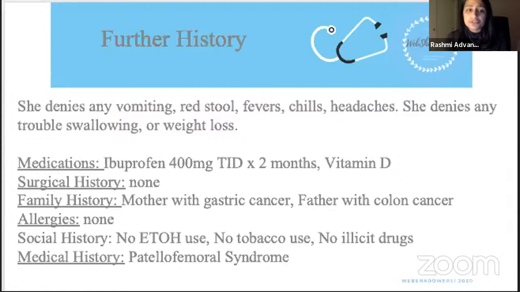Her social history, she denies any alcohol use. No, she doesn't smoke. She doesn't use any cigars, no vaping, and she doesn't use any illicit drugs. And medical history, she has patellofemoral syndrome. So what is the next component of your evaluation for this patient? That's my first question to you guys.